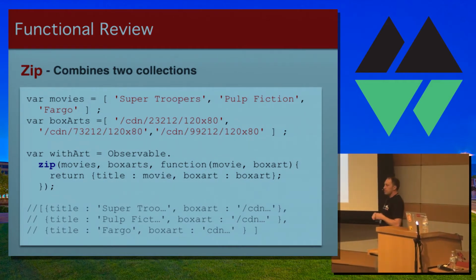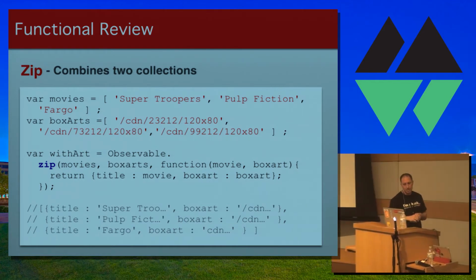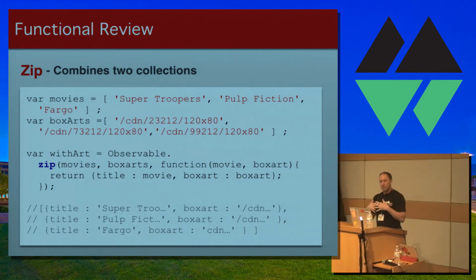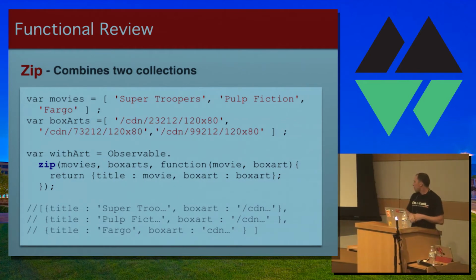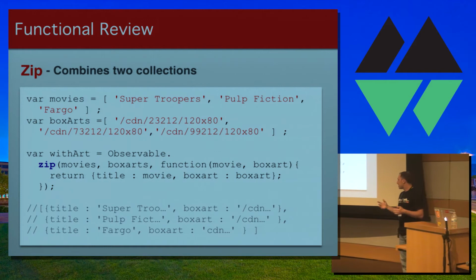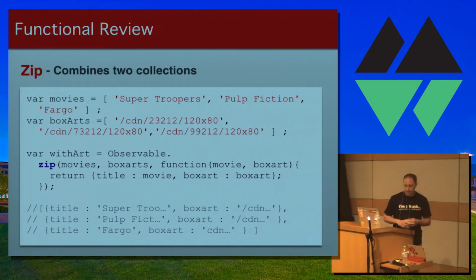And what the zip function is going to do is iterate through those arrays at the same index and pull that out. So it's going to give you Super Troopers and that first value in box arts, and then we're going to combine them into a new object that's going to have the title and box art. And so when we do that, you see down at the bottom here, we get an array of objects that have the title and box art associated in a single object.